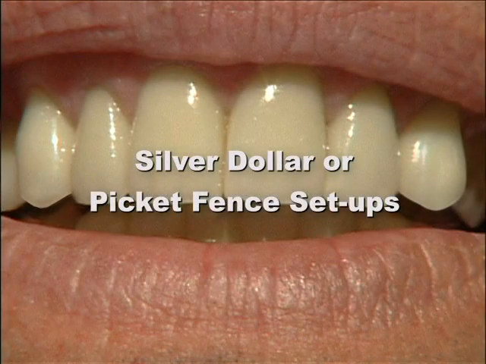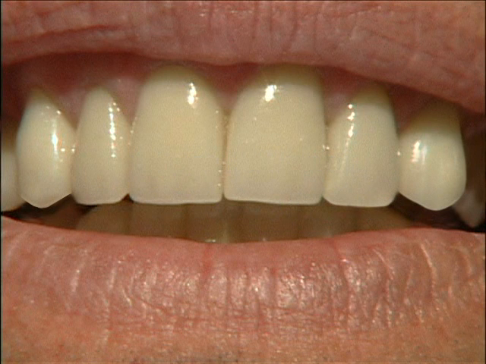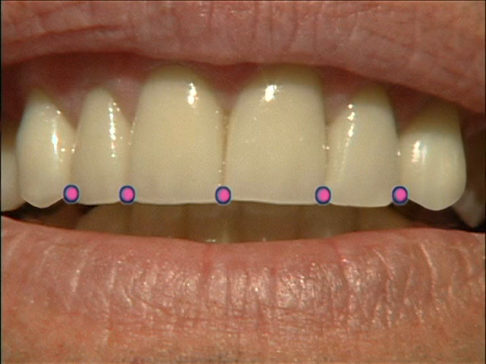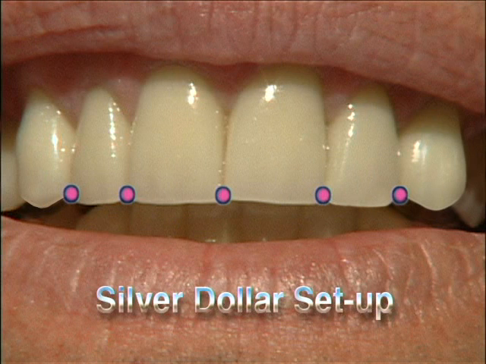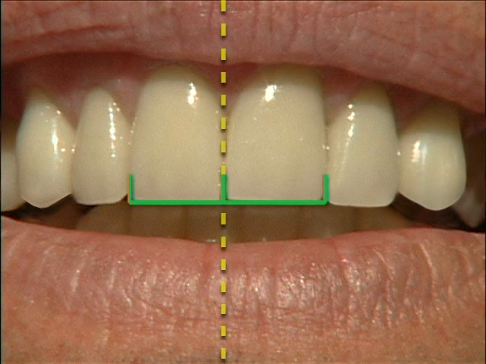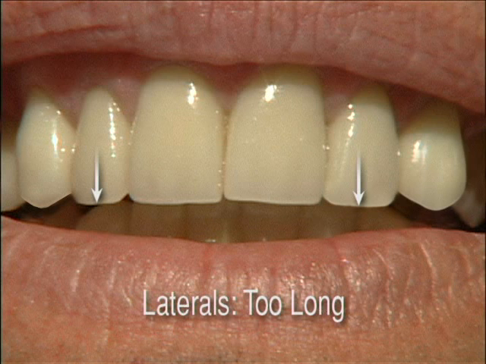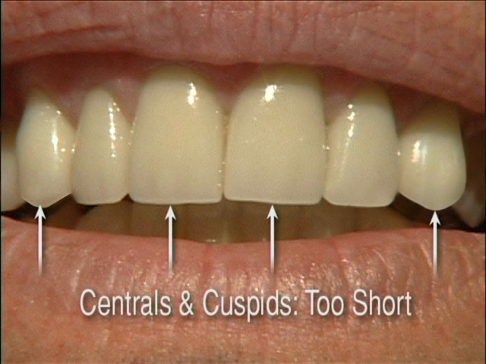There are some common mistakes out there that I see a lot. That is teeth with no mesial inclination, with all the contacts down at the incisal edge, lying in a straight line. This is what is called the silver dollar or picket fence setup. As you can see, the teeth are square to the midline. There are no embrasures. The laterals are too long, and the centrals and cuspids are not long enough.